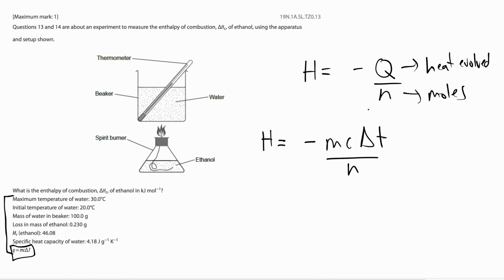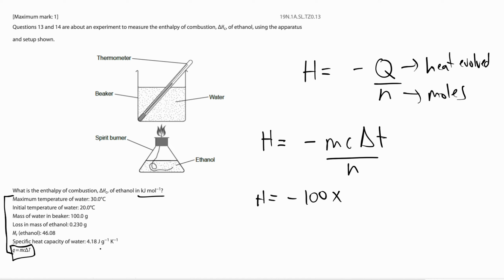Okay, so what if I now just substitute all these values where relevant to solve for H? Let's do that. H is equal to negative the mass, and remember in the formula MC delta T, you use the mass of the solution that you're looking for heat evolved. In this case, the mass of the solution is just water, right? So we're looking at the mass of water, and that's 100 grams, negative 100 times the heat capacity of water, 4.18.